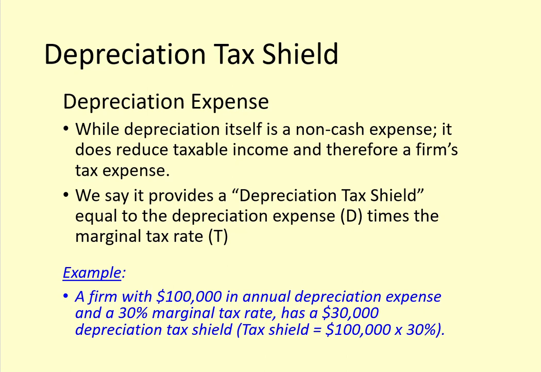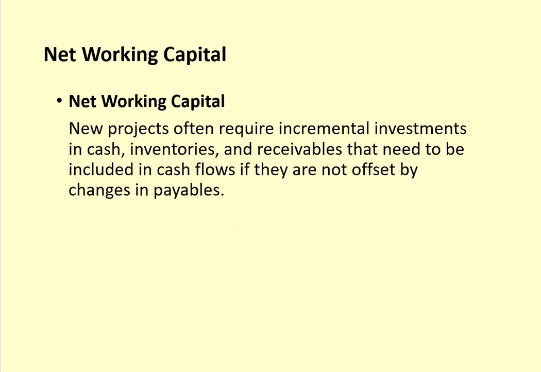The next incremental cash flow that we want to consider is net working capital. New projects often require incremental investments in cash, inventories, and receivables, and these need to be included in the cash flows for the project if they aren't offset by a change in accounts payable. For instance, if we design a project to sell a new product, we're going to have to build up inventory. Now, some of that inventory we might be able to pay for using accounts payable or credit, but probably not all of it.